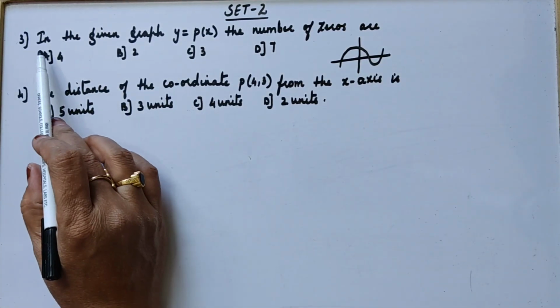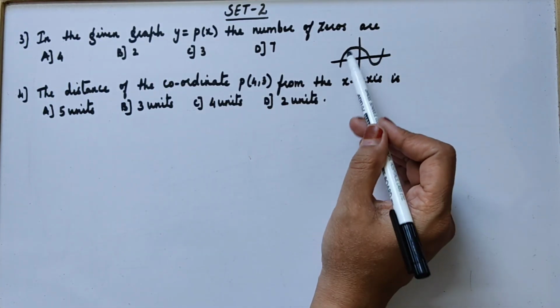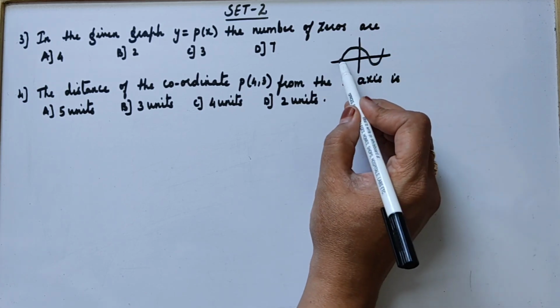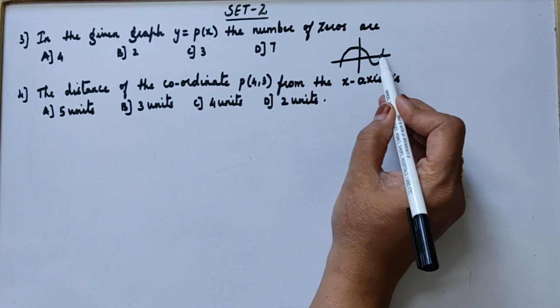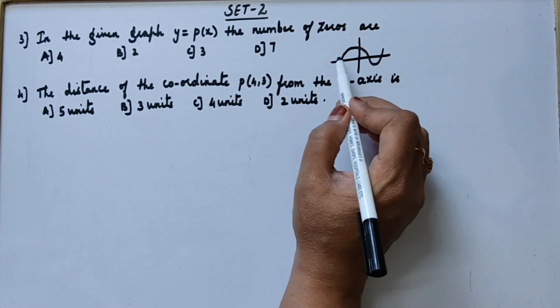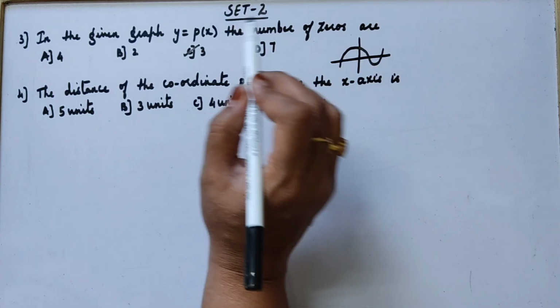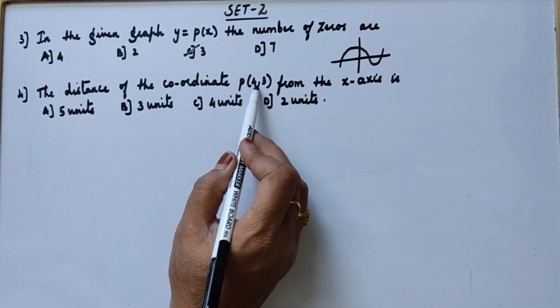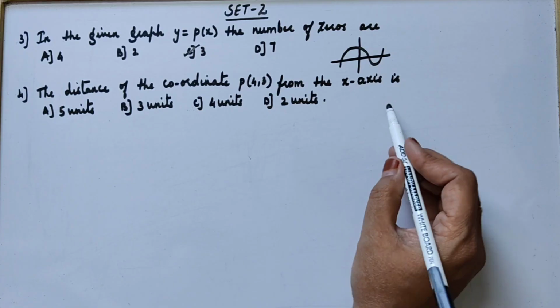Here third question, in the given graph, this is a graph here, the number of zeros, we need to check the x-axis with how many points it is touching. 1 2 3. So we say it has got 3 zeros. Fine. Now the distance of the coordinates P 4 3 from the x-axis.